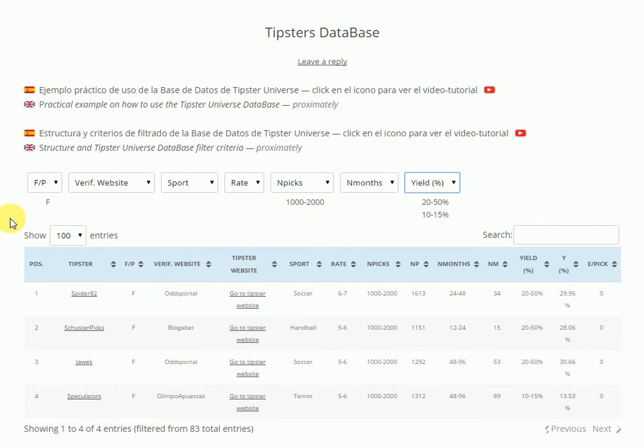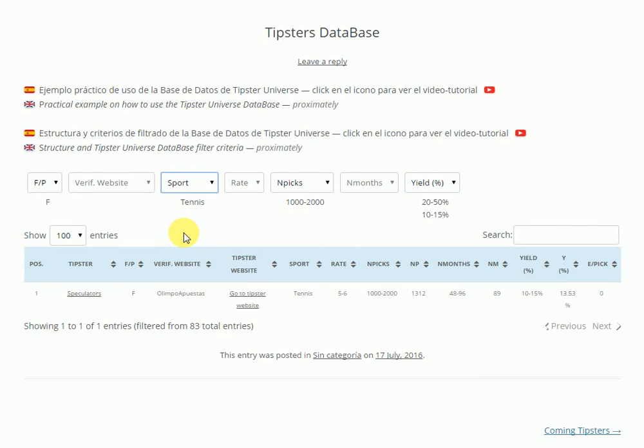That would be good, because we could analyze each separately and then decide if we are happy or not. But now for this video tutorial, let me just add a new criteria. In this case, I will say that we want a tipster betting on tennis, and now there is Speculators as the unique tipster that matches these 4 criteria.